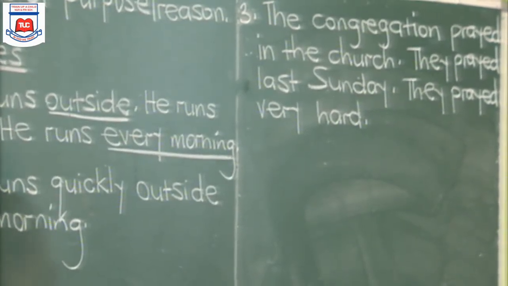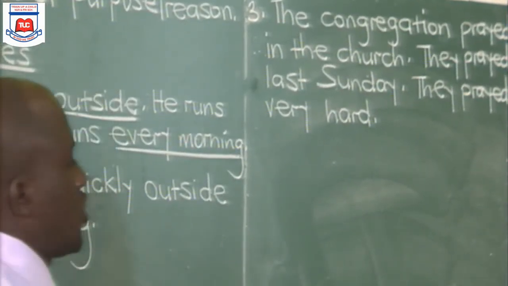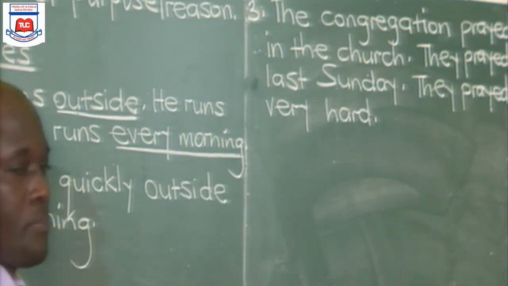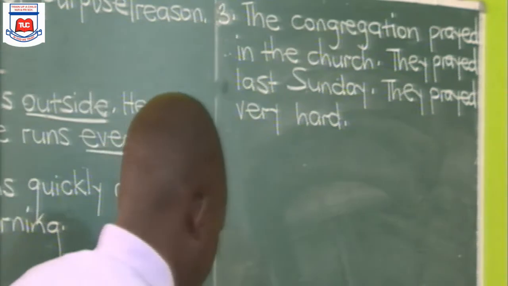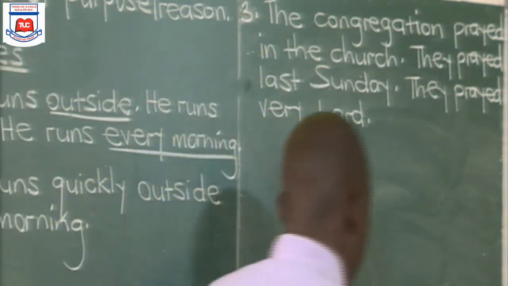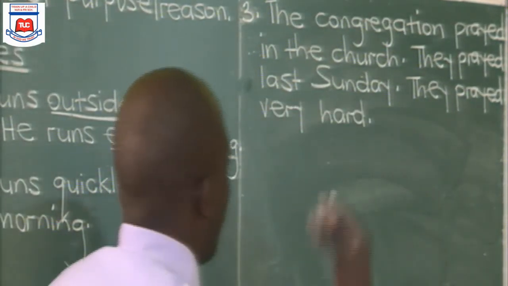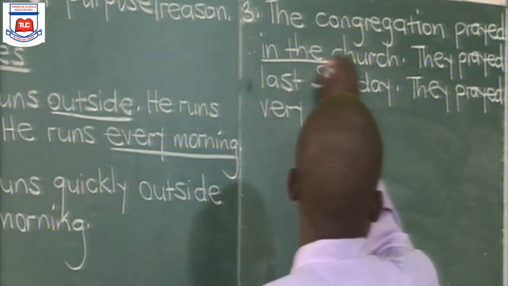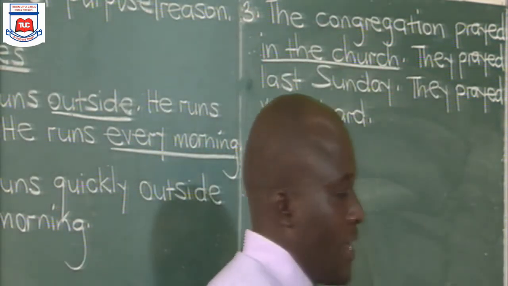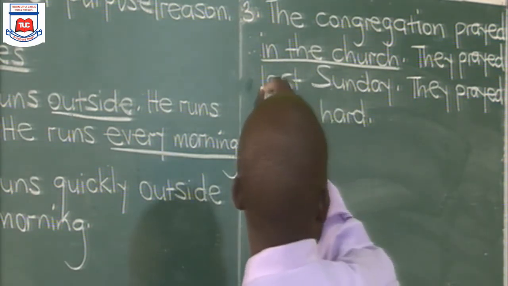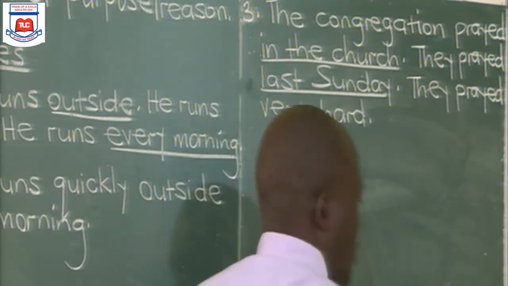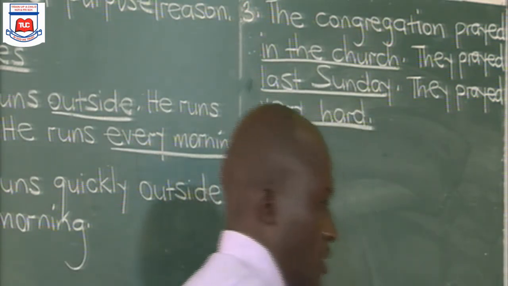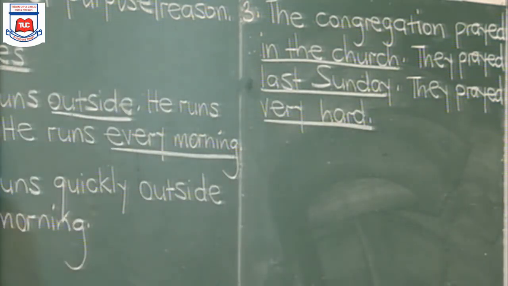The congregation prayed in the church. They prayed last Sunday. They prayed very hard. We can add something also there if you want. Okay, so let's identify the adverbs. In the church, that is place. Last Sunday, that is time. Very hard, that is how, the manner.